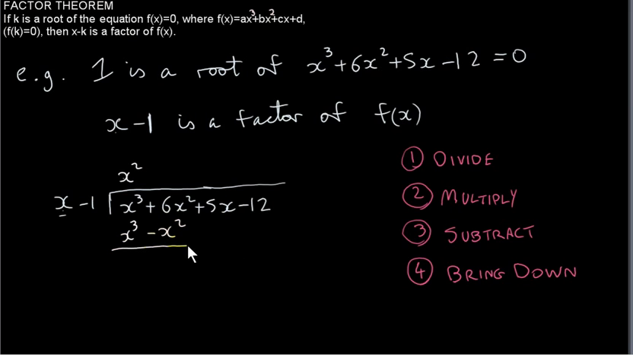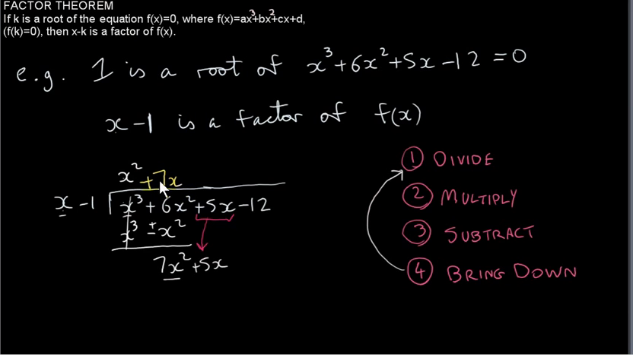Step 3 is to subtract. X cubed minus x cubed gives 0. 6x squared minus minus x squared, that's the same as 6x squared plus x squared, is 7x squared. Step 4 is to bring down the next term. So we take this term here and write it after 7x squared. After bringing down that term, we go back to step 1, which is the division step. This time we divide x into 7x squared. 7x squared goes 7 times, 7x times.